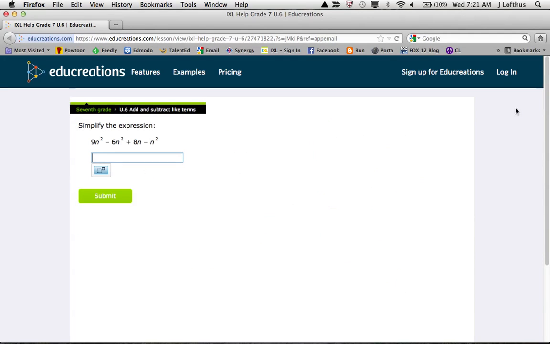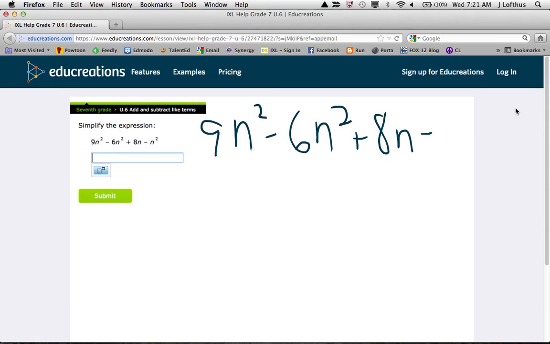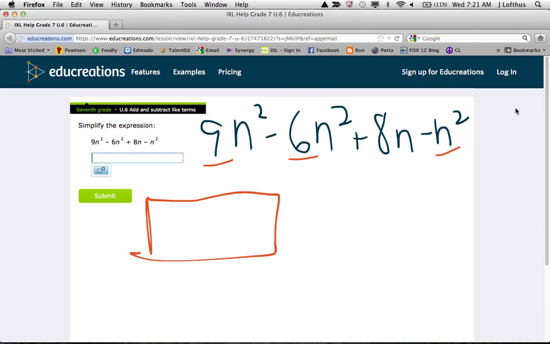Okay, the next one has exponents. In fact, it has 2 different types of variables. So there's the n squared. That's one type. And there's also n, and that's actually a different type of variable. It can't be combined with n squareds. I can only combine n squareds with n squareds. So I'll do that in red. I've got 9 minus 6 minus 1. So I combine all those that are alike.